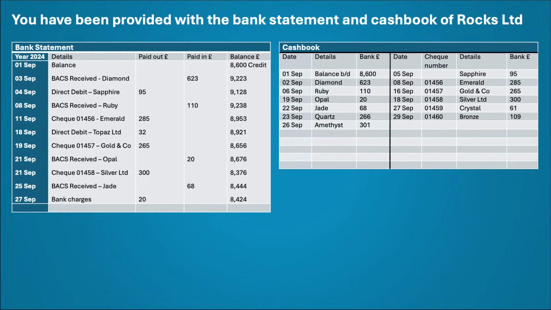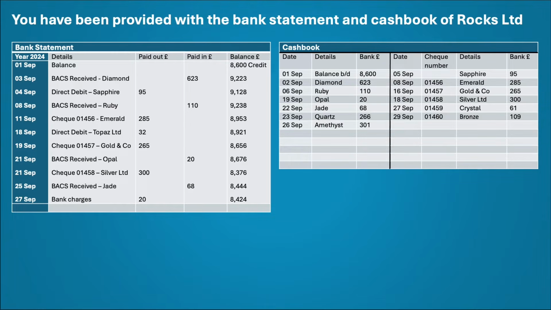Now let's bring up an example so I can take you through the process. So you have been provided with the bank statement and cash book of Rocks Limited, and you can see that on the left we have a bank statement and on the right we have a cash book. So the first thing we need to do is make sure that our balances match on both our bank statement and cash book. So we can see here that on the 1st of September, the balance on the bank statement is £8,600 in credit, and on our cash book it is also £8,600.